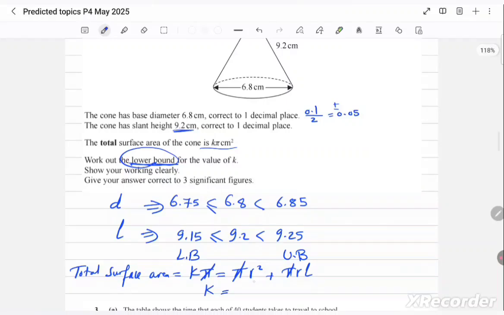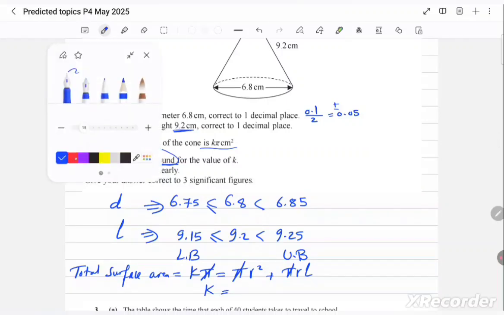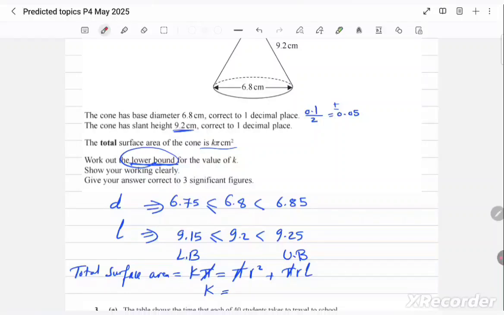We are searching for the lower bound, so I'm going to take the lower value. Usually when it's multiplication or addition, I take the same. When they say find the lower bound, I take the lower bound. When it's division or subtraction, it will be different. But now let's do this.